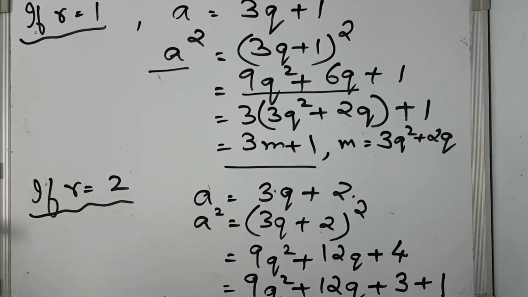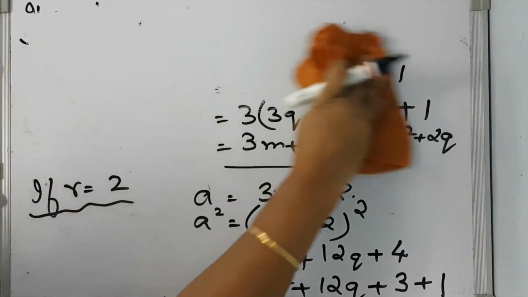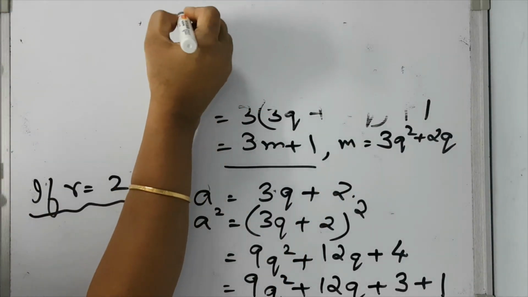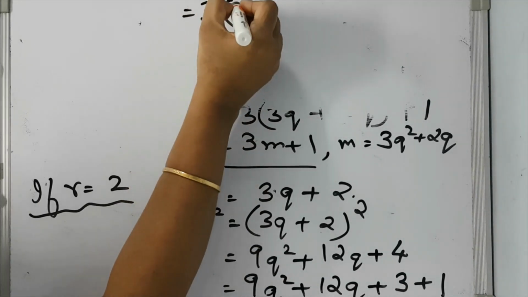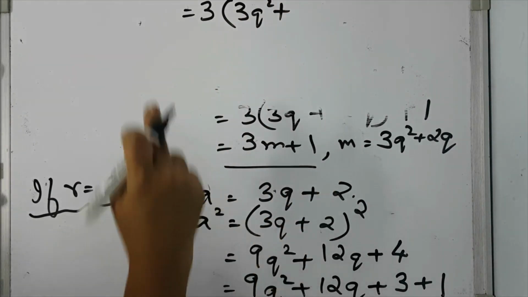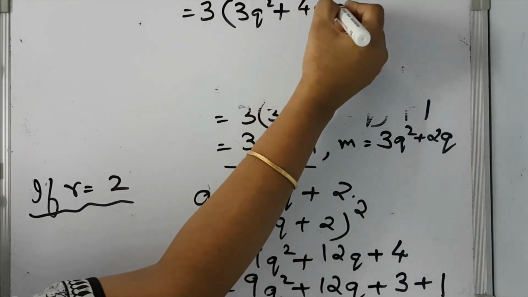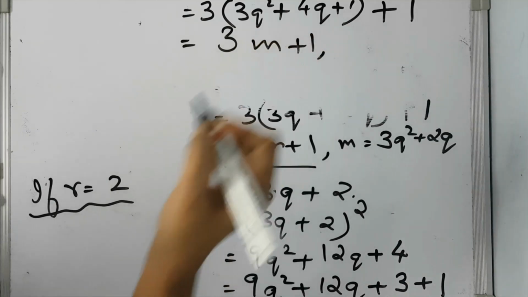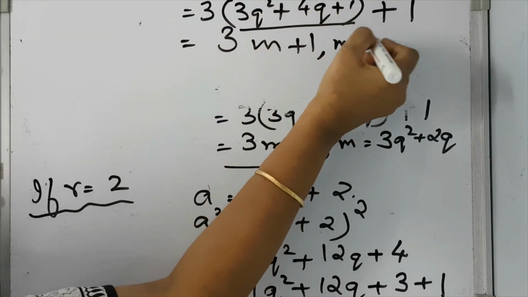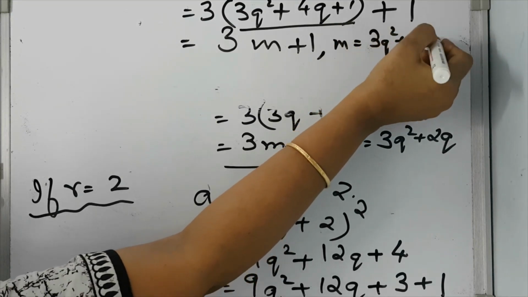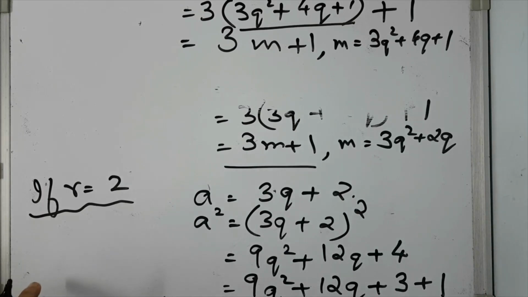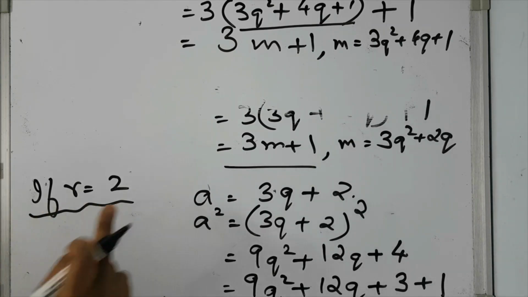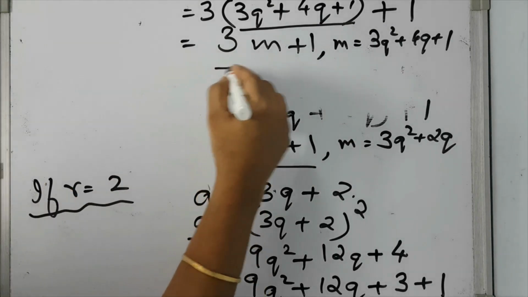I can take 3 common from the first three terms. So what will I get? I can write it as 3 times (3q square plus 4q plus 1) plus 1, which is clearly of the form 3m plus 1, where m is equal to 3q square plus 4q plus 1. So if r is 0, a square is of the form 3m. If r is equal to 1, then a square is of the form 3m plus 1, and if r is equal to 2 also, a square is of the form 3m plus 1.